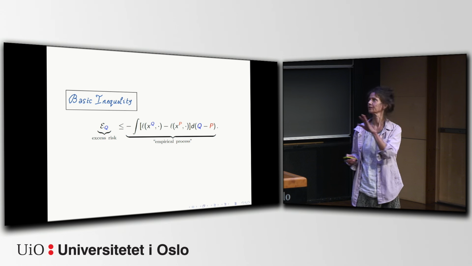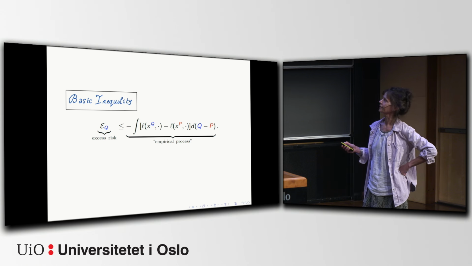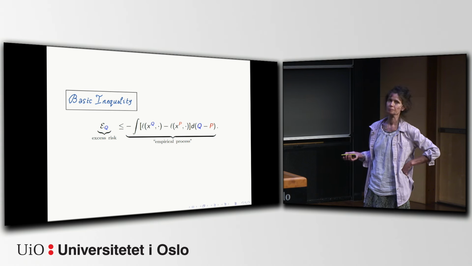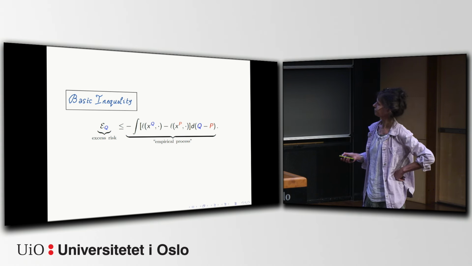Okay, so if you believe this to be true, then the message is now, if you want to bound this disappointment measure, well, one way to do it is to bound this empirical process.